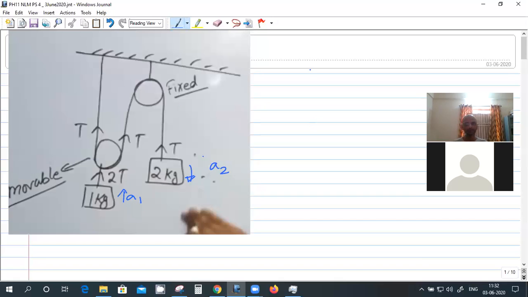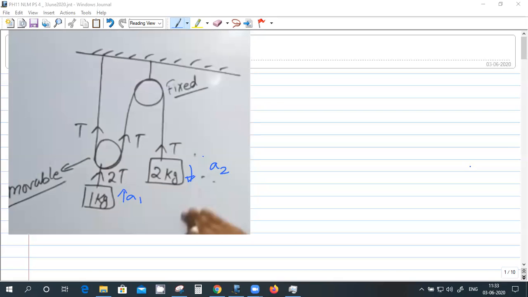Did you take notes while watching the video? Acceleration of the 2 kg is say A2, and let it be moving down. And when it's moving down, this 1 kg will move up, right? And let the acceleration be A1, because I'm not sure whether they are the same or different. So the first question is, are they the same, and how can you relate them?